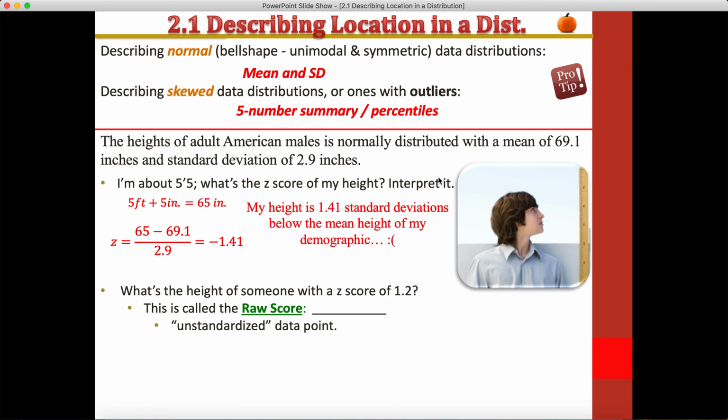So the interpretation of this is that my height is almost 1.5 standard deviations below the mean height of my demographic. It's probably going to stay that way too. Pretty sure at age 31 I'm done growing.